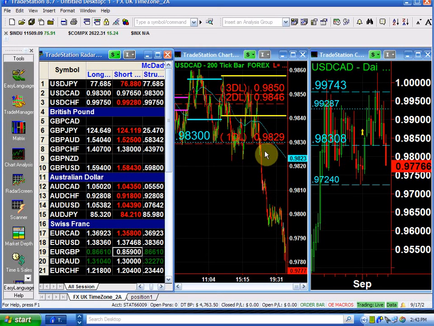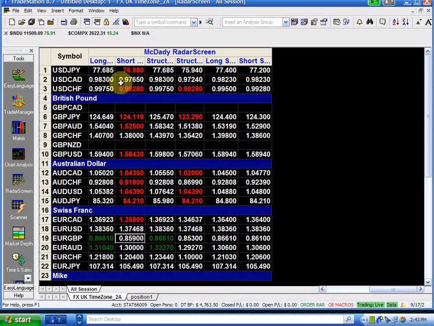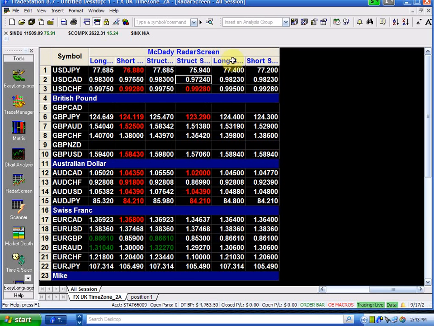Okay, and therefore I put the 98.30 just so that we can remain consistent in the way we trade and the way we analyze. We're not improvising every day, and we know in this case what we're going to do. My short point is the 97.65. My structural short is the 97.24, and if I do go short, my stop is 98.23, which is the same one for my long and my short position. Okay, that is the dollar CAD.